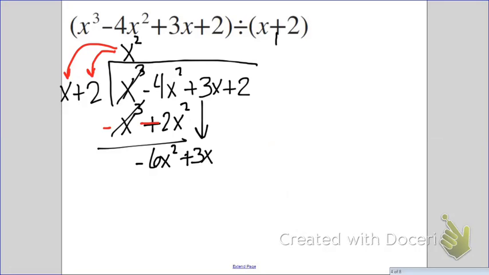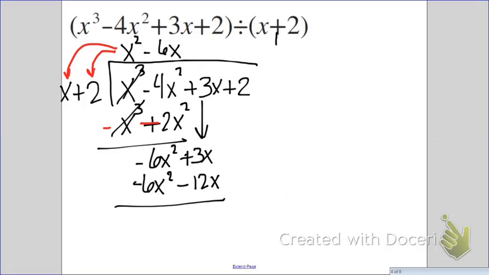Now I have to think, how can I make the x turn into that negative 6x squared? Well, multiplying by an x will make the x into a square. Multiplied by negative 6 will give you the negative 6. So a negative 6x times x is negative 6x squared. Negative 6x times 2 is negative 12x.